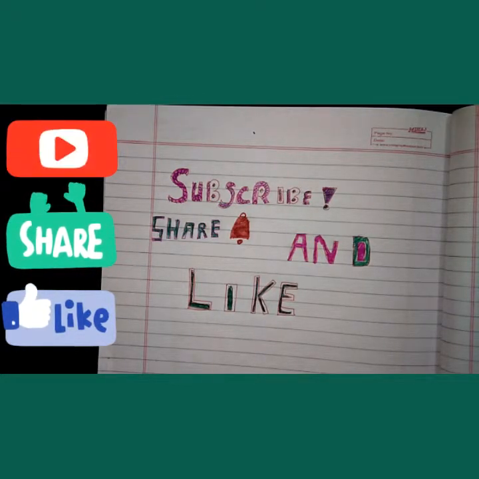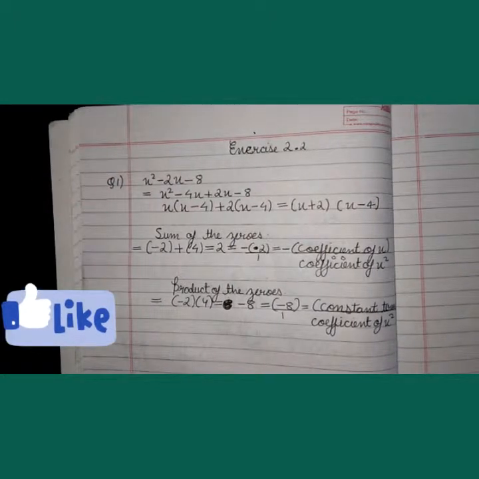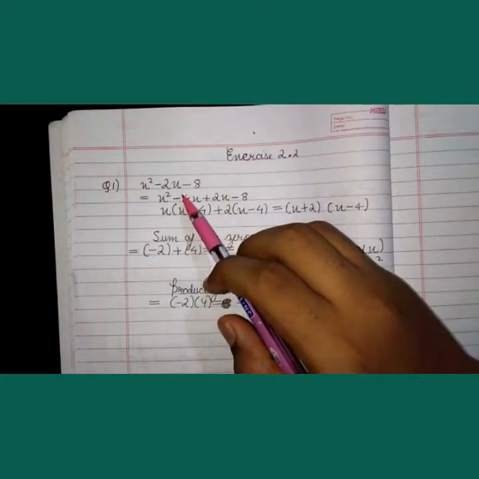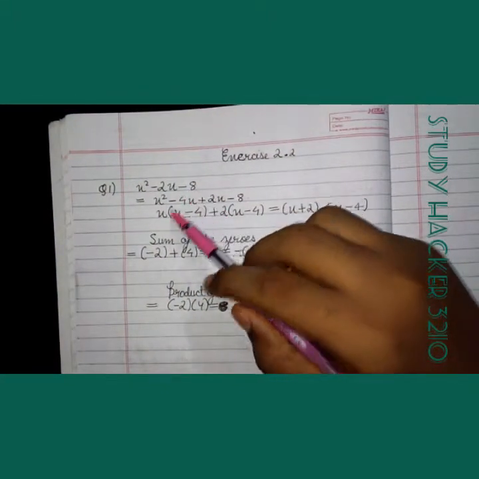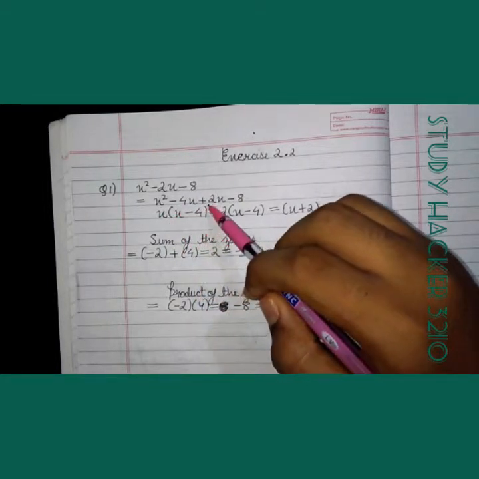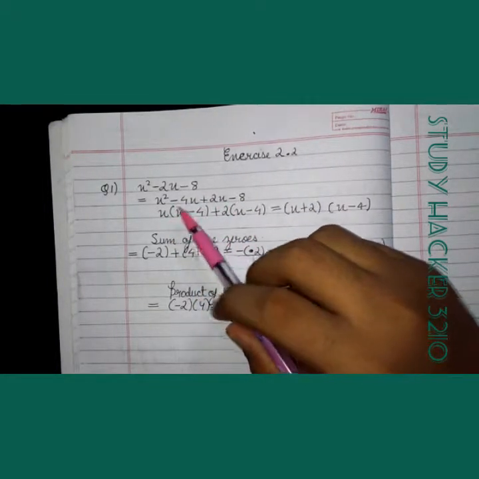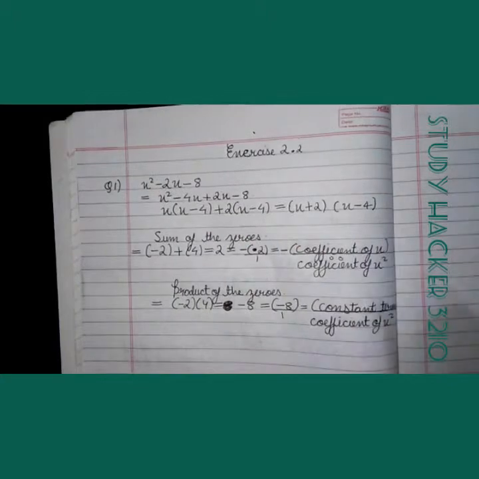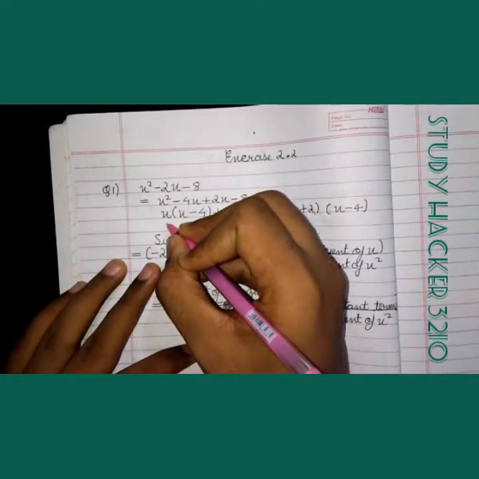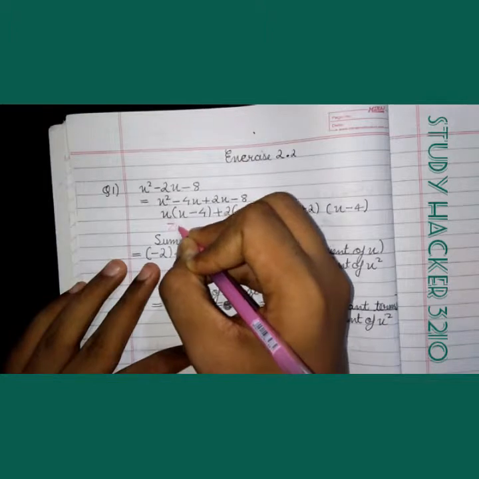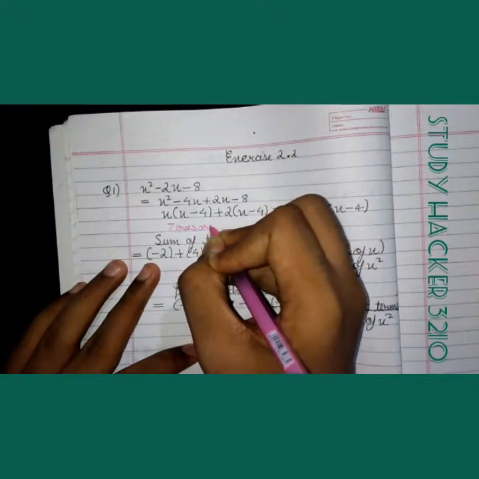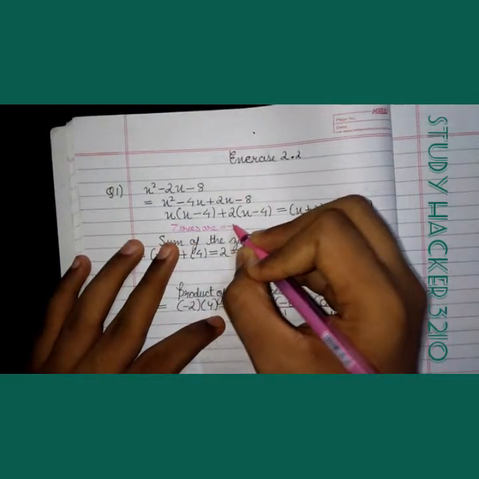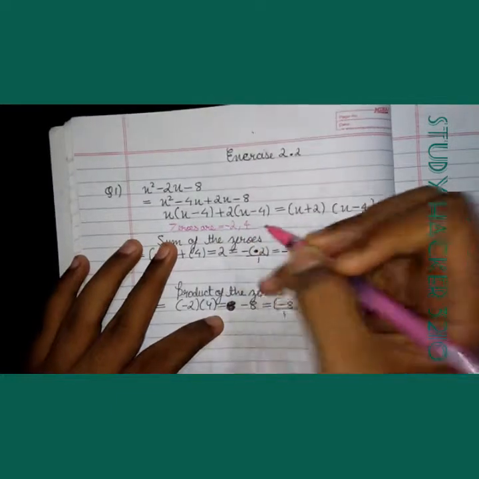So let's get started. Here we can see question number 1 of exercise 2.2. It is written x square minus 2x minus 8, which equals x square minus 4x plus 2x minus 8. Here we will take common 4x and then 2x. So the zeros are minus 2 and plus 4.